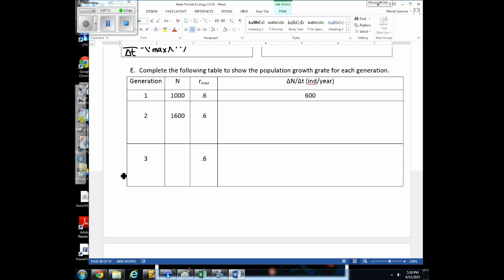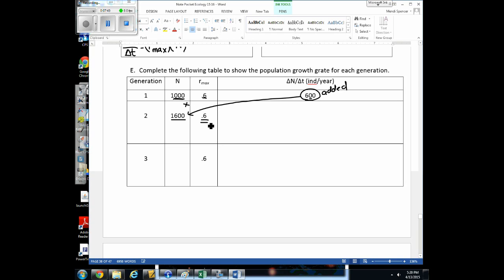We're going to start off with a population that starts with 1,000 individuals, and they have a per capita growth rate of 0.6. So we determined in problem D that that's going to cause an increase of 600 individuals per year. These individuals are added to the population, and it started off at 1,000. That's why I have 1,600 here, because I simply added those new individuals to that initial population size. So in generation 2, we're starting off with 1,600 individuals, not 1,000.